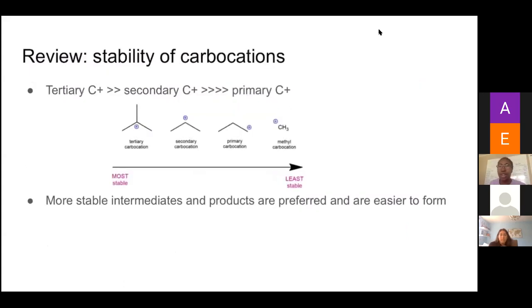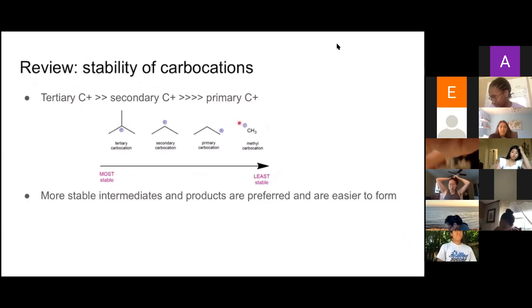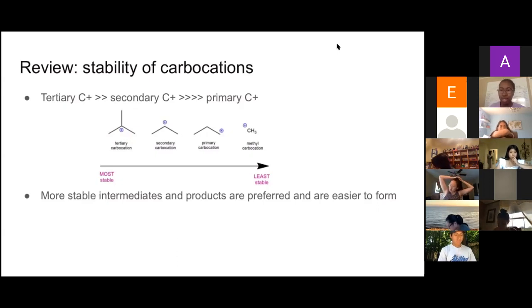So before we get into any hardcore mechanisms, I wanted to briefly review some carbocation stability like we talked about on Friday. So if you remember correctly, a tertiary carbocation, which is right here, is the most stable form of carbocation. And the least stable form of carbocation is the methyl carbocation. And I bring this up because stability is very, very important in organic chemistry. More stable intermediates, like a tertiary carbocation intermediate, are easier to form and preferred. So it's something you need to keep in mind when you look at doing these reactions.